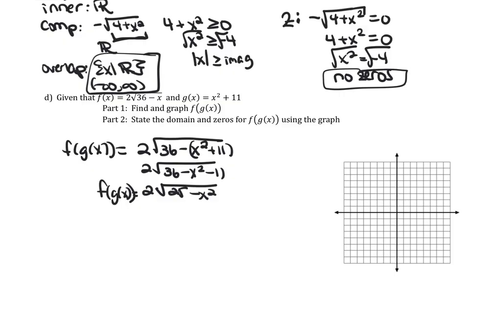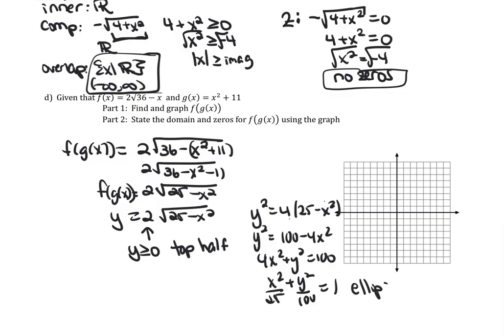So here's your answer to your composition. Thinking of that as y, you have an opening up shape. So y should be greater than or equal to 0, so you should be getting your top half. So the equation you should be getting for your ellipse, because they're both positive but don't have coefficients of 1, should be x squared over 25 plus y squared over 100 is equal to 1.